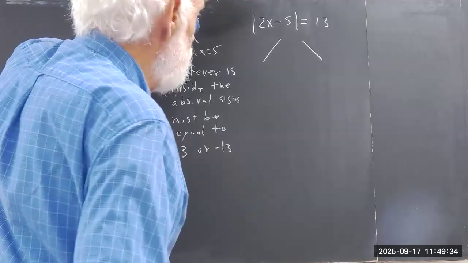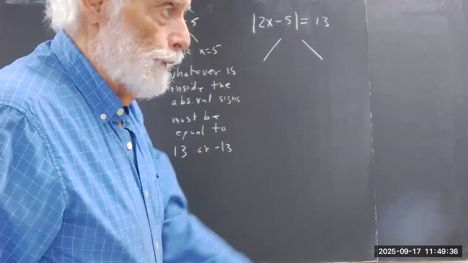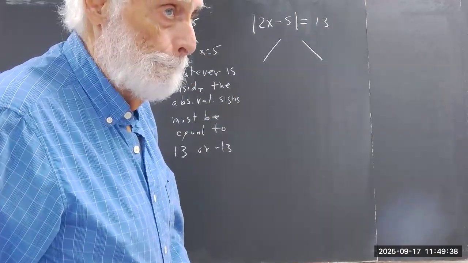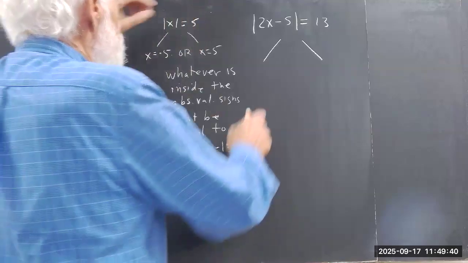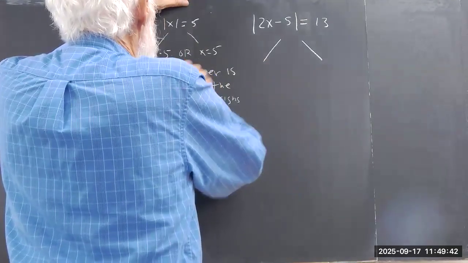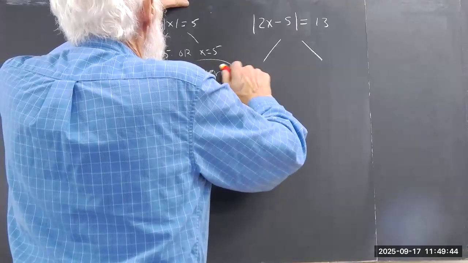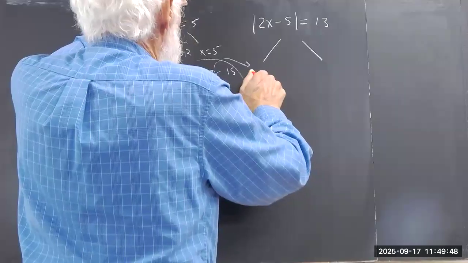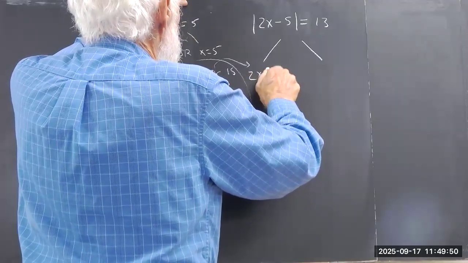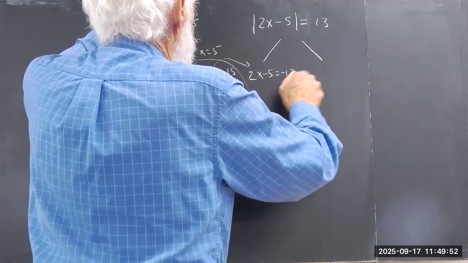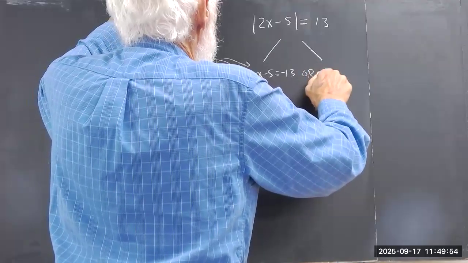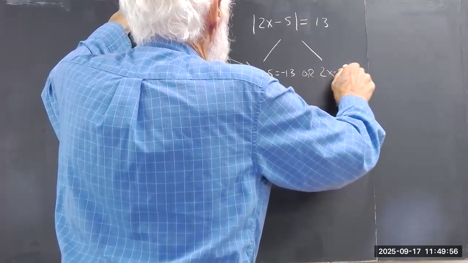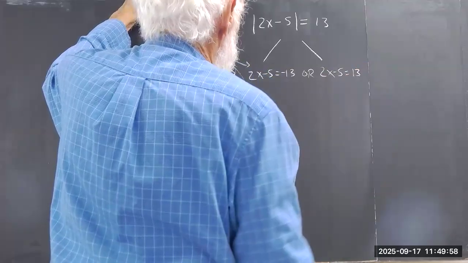So whatever's in there must be equal to 13 or negative 13. Okay? So for this equation, we have to split this into two equations: 2x minus 5 equals negative 13, or 2x minus 5 equals 13.